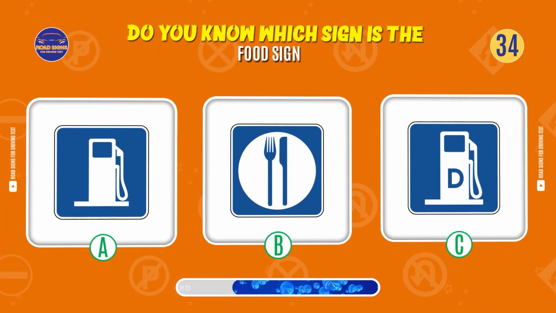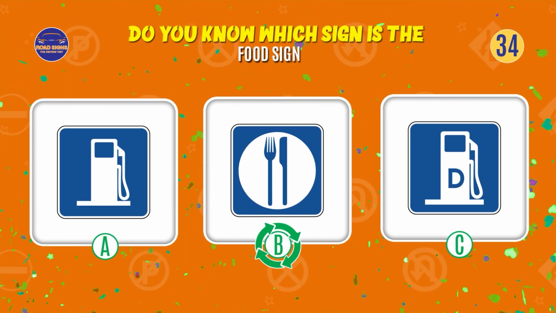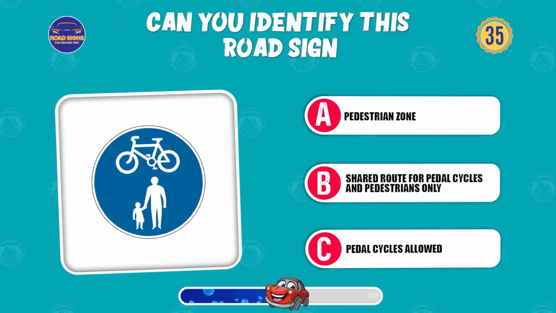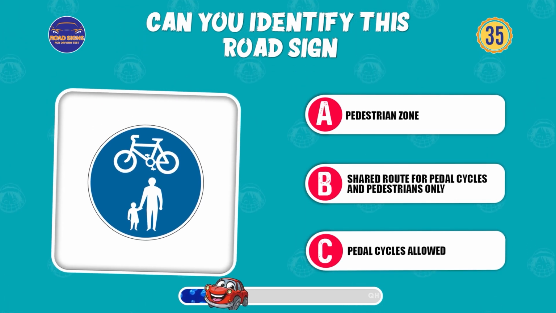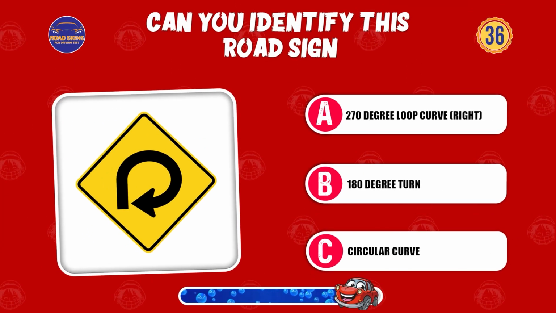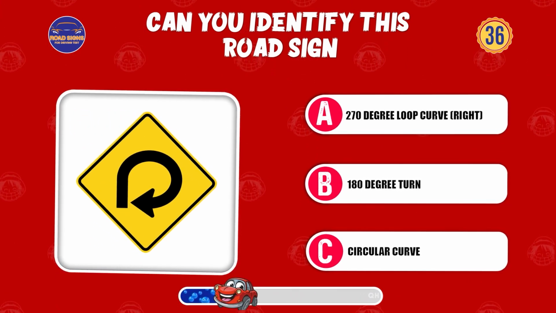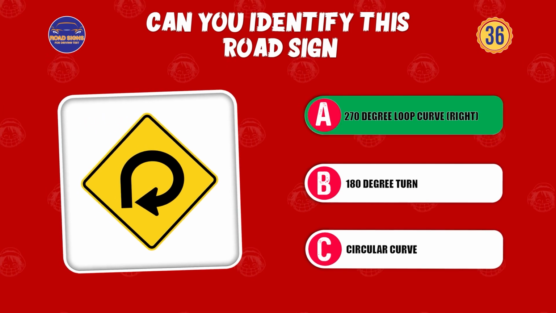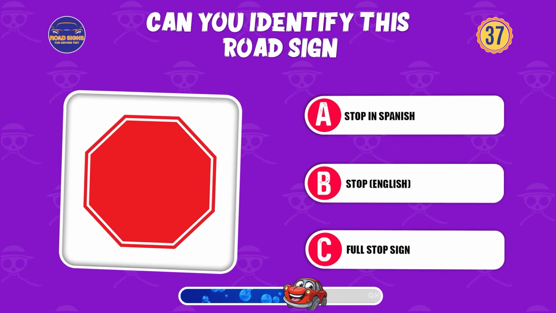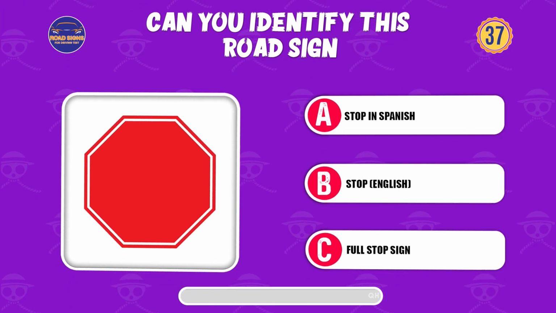Question 34. Question 35. Can you identify this road sign? B. Shared route for pedal cycles and pedestrians only. Question 36. What does this road sign indicate? A. 270-degree loop curve. Question 37. What does this road sign mean? B. Stop, English.